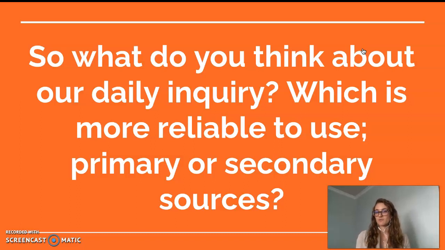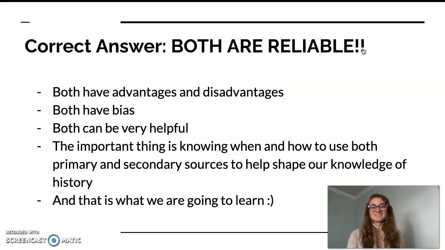The answer, drum roll, is that both are reliable. Both primary and secondary sources have advantages and disadvantages. Both have bias. Both can be very helpful. The important thing is knowing when and how to use both primary and secondary sources to help shape our knowledge of history. And that is really what we're going to do in this class and what we're going to learn how to do more efficiently and with better judgment.